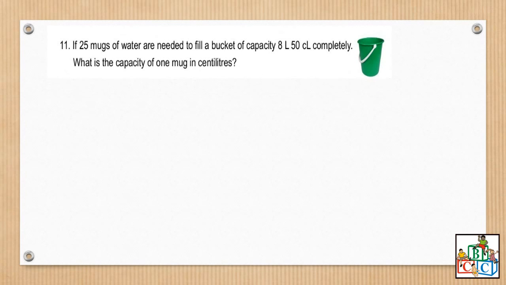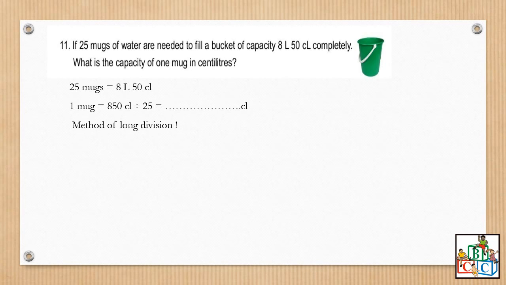Okay, let us see some questions. For number 11, 25 mugs of water are needed to fill a bucket of capacity 8 liters 50 centiliters. Then what is the capacity of 1 mug in centiliters? So first you're going to write in your copybook 25 mugs is equal to how much liters and centiliters. Then 1 mug, it is asking you in centiliters, so you will have to convert the liters to centiliters. Is equal to 850 centiliters divided by 25. Your answer in centiliters. Do not forget the method of long division.